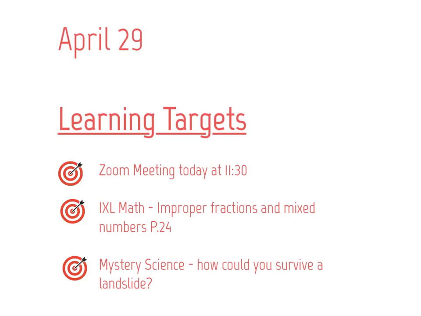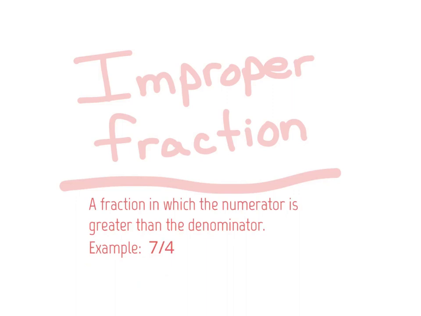In IXL Math today, I'm going to teach you about an improper fraction and a mixed number, how to change them back and forth between each other, and you'll get a chance to practice in P24. And in science, we're going to continue our focus and study on weathering and erosion. Today in Mystery Science, how could you survive a landslide? We'll look at some examples of that in Mystery Science. But first, what is an improper fraction?